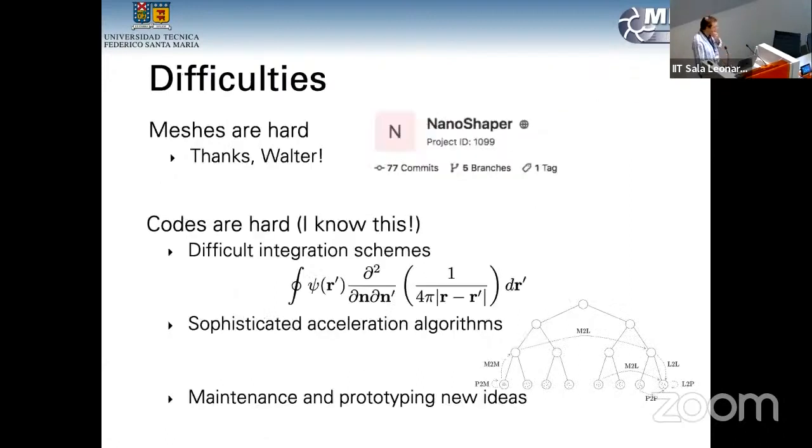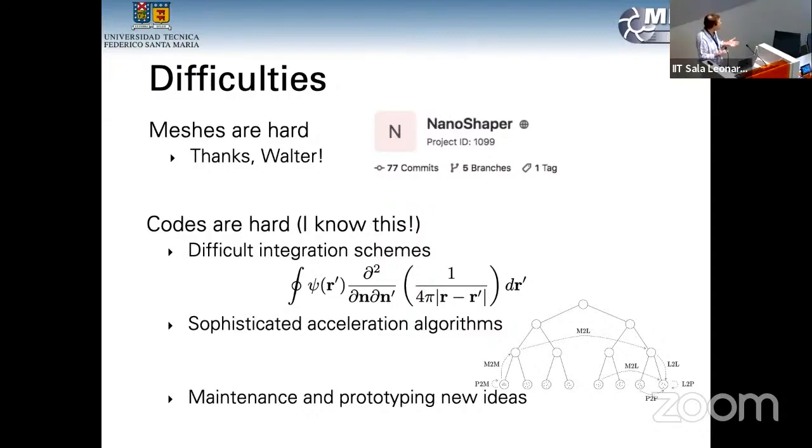So this is, I mean, the problem with this is that it's hard, okay, and for many reasons. For starters, meshes are hard, and I need to thank Walter here. I thanked him last night actually about this. We use NanoShaper extensively, which generates very nice meshes for us, even though it wasn't originally built for numerical calculations on the mesh. The triangles are actually very nice compared to other software there is out there.